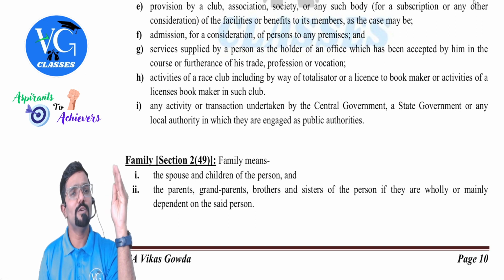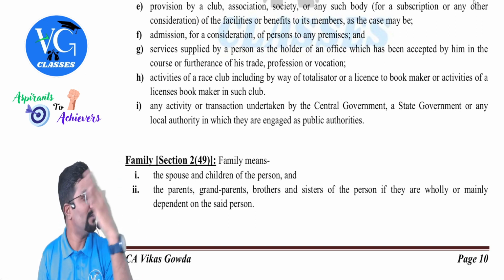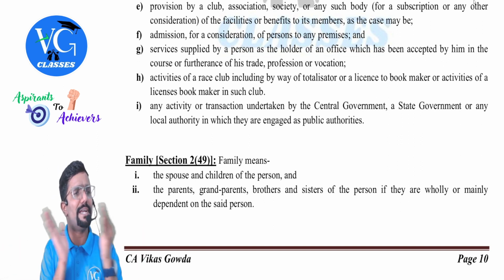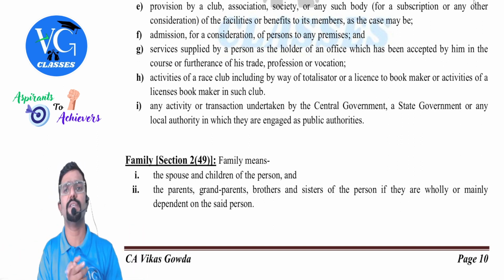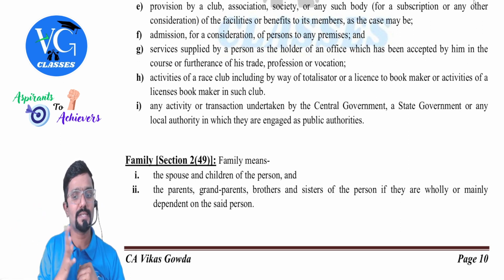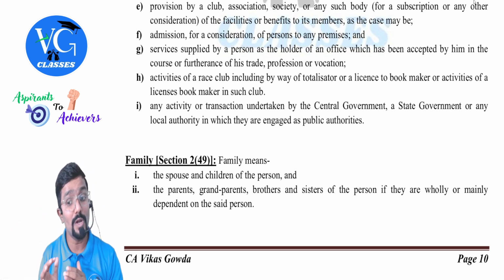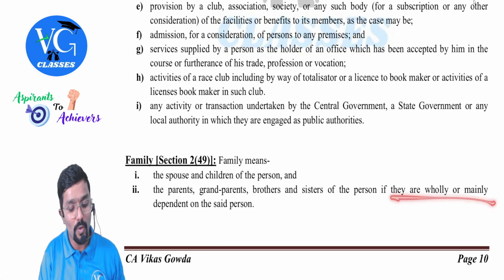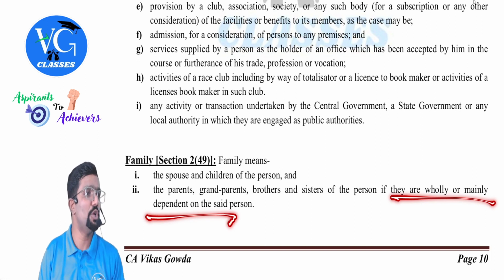Now, spouse means for husband, wife, husband. And children will always be relative. Yes, whether they are dependent or not, they are always relative. Next, the parents, grandparents, brothers, and sisters of the person, if they are only or mainly dependent on them. So, these people are relative only if they are dependent on that individual.